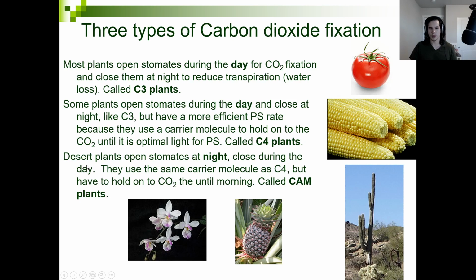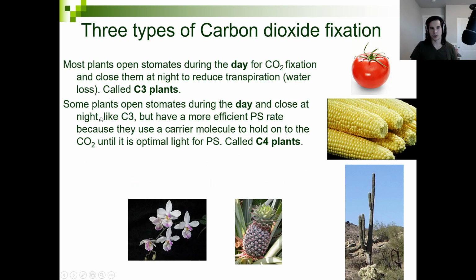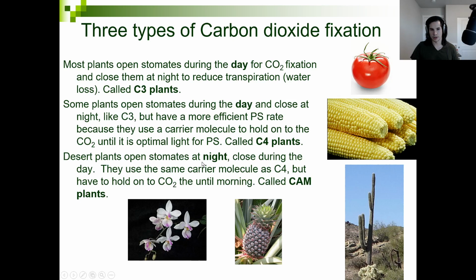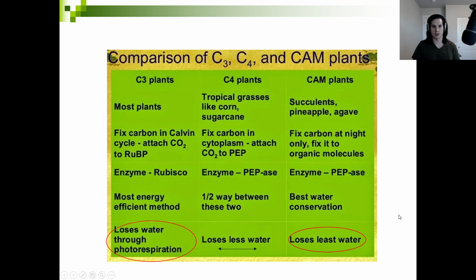Now lastly, we have our desert plants. So our C4 plants would be things like your corn and your pineapple. Now your desert plants open up their stomates at night and close them during the day, so a complete inverse of our C3 and C4 plants. They use the same carrier molecule as C4, but they hold on to CO2 until the morning. They just have an inverse schedule, and we call those CAM plants. Those are going to be things like your desert cacti.